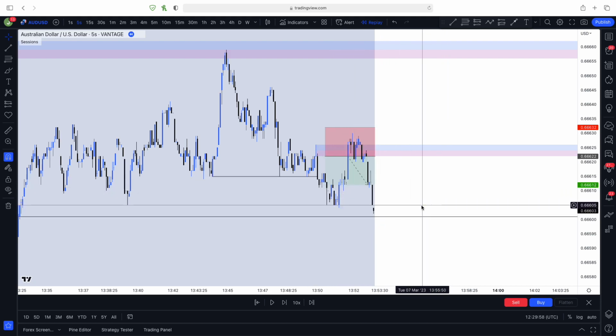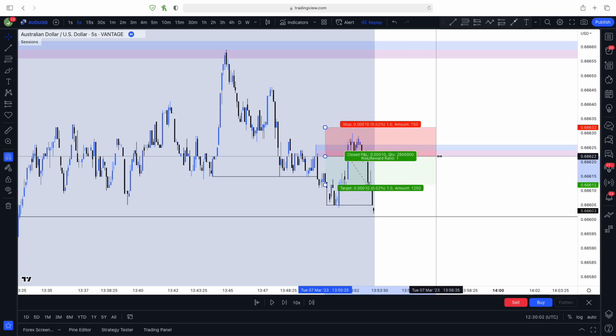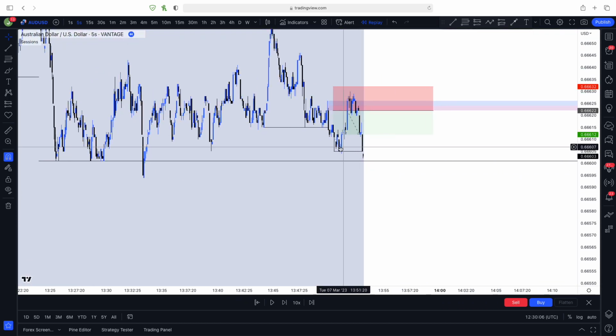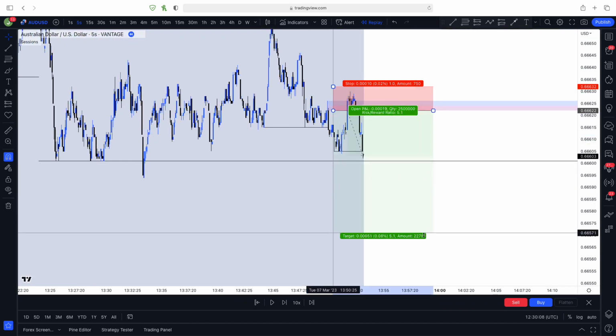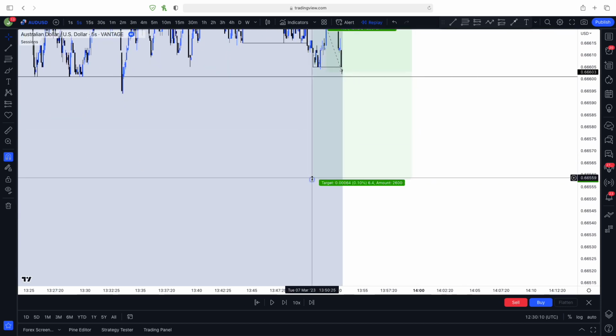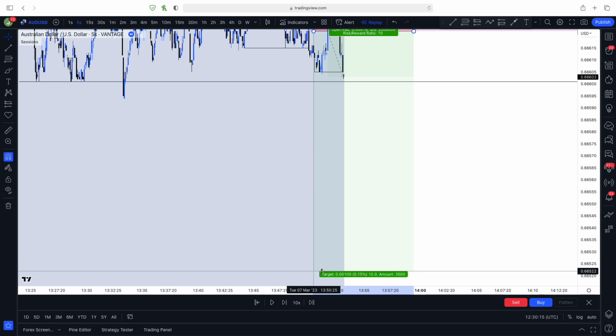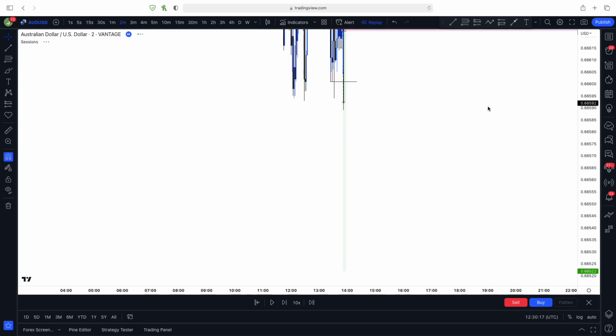Why? Because we've caused another major break of structure. Okay, so let's just drag this out. And now we've gone break even, and what's our next thing to do? Our next thing is to find our partial point. So for me, as you know, it's always at 1 to 10. So let's just drag that out. Okay, perfect. And then let's go back to the base time frame.